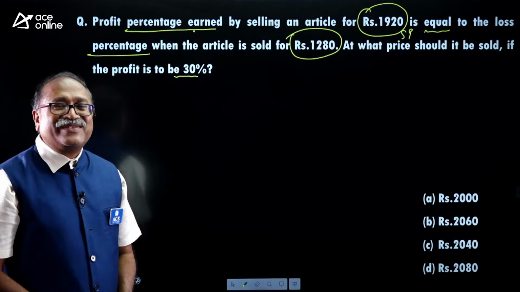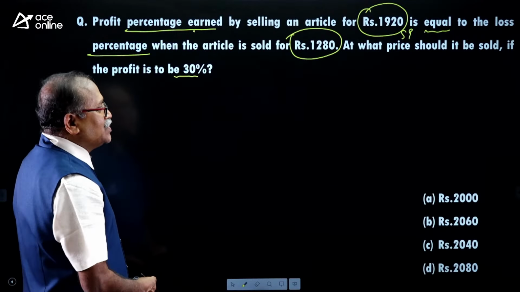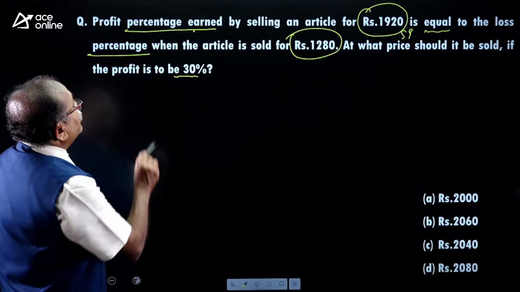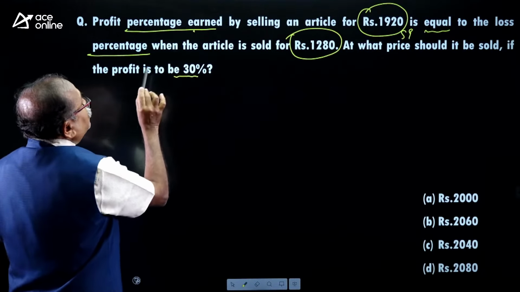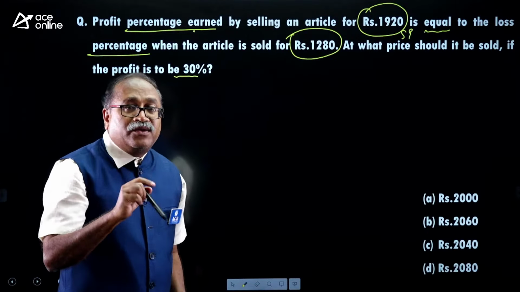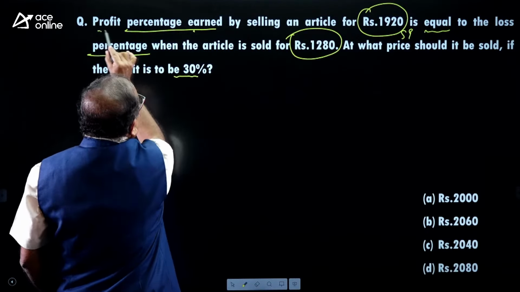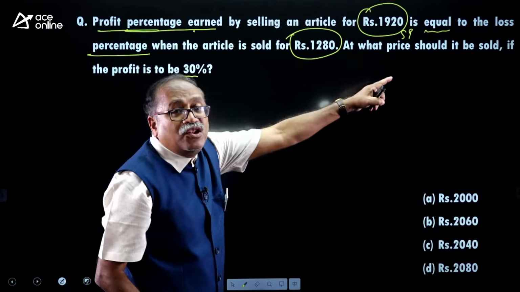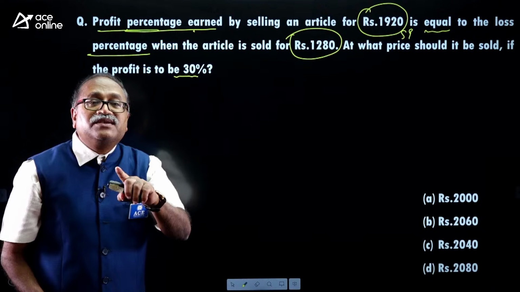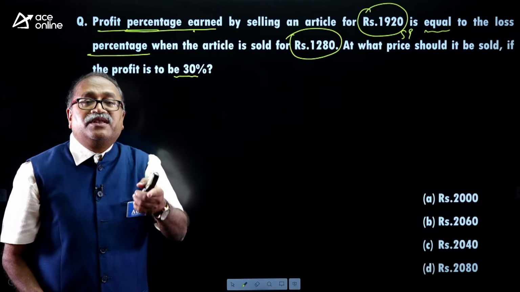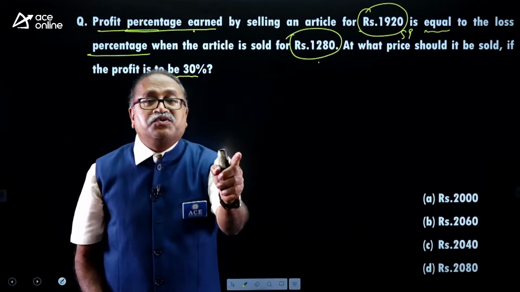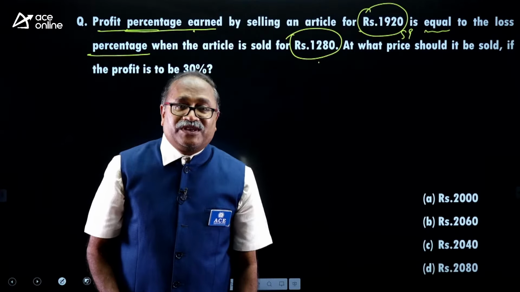You can do it, my friend. So how do I get the cost price? Whenever the profit percentage is equal to the loss percentage, how do we get the cost price? There is a technique. Add the two selling prices, divide by 2, and you directly get the cost price.